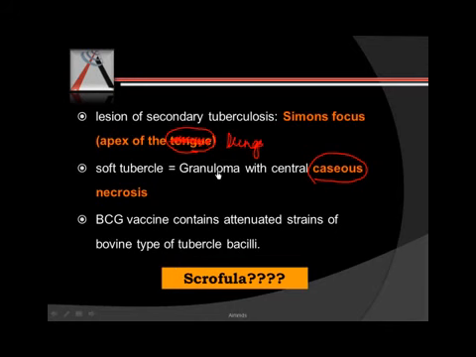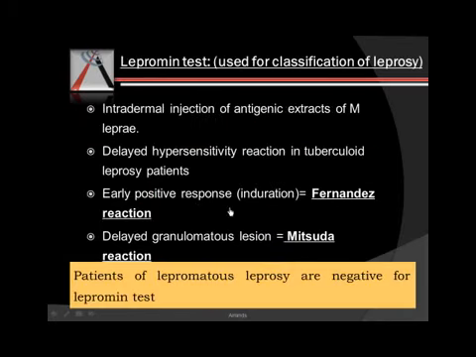And the BCG vaccine contains attenuated strains of the bovine type of tubercle bacteria. Yeah, we are just compiling the key points over here. Scrofula. What is scrofula? Scrofula is the inflammation of the lymph nodes, tuberculous infection of the lymph nodes.